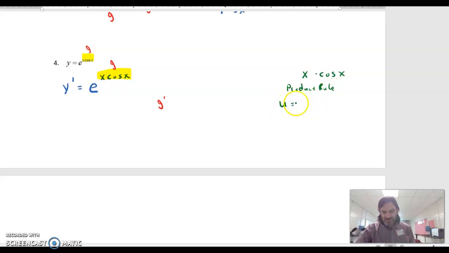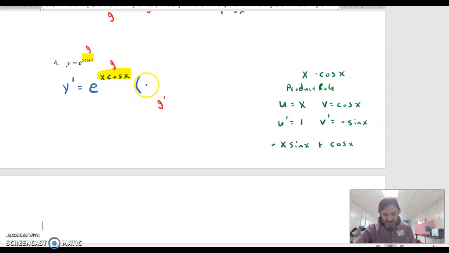So we can let the u be x, we can let the v be cosine of x. So in that case, u prime is 1, v prime, the derivative of cosine, is negative sine. So when we put that back together, u v prime will be negative x sine of x, and then u prime v will be plus cosine of x. So we'll tack this onto the outside of our derivative. I'll rewrite it so it looks a little bit better. Cosine of x minus x sine of x.